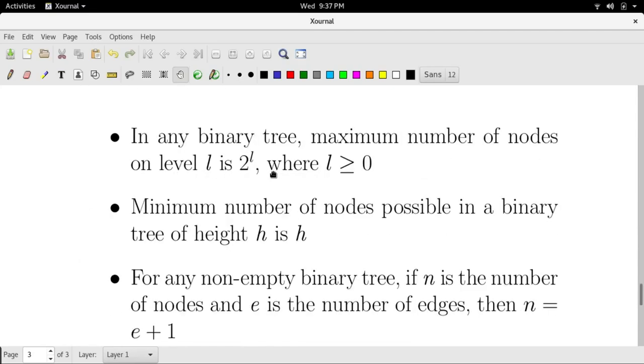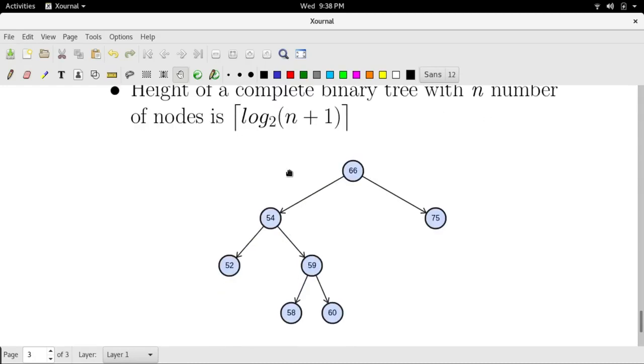First property says that in any binary tree, maximum number of nodes on level L is 2 raised to L. So all these can be explained with the help of an example. Take this example. This binary tree has 4 levels, 0, 1, 2 and 3. The last level is 3 since the level starts from 0.